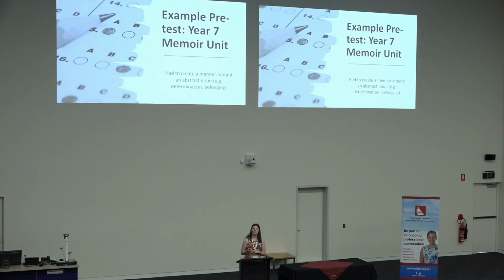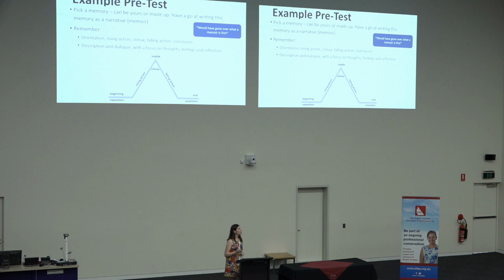So I've decided to show you an example of a pre-test that I did. So this was the Year 7 memoir unit. The reason why I've chosen this one is that it occurred in term 3, so after I've already taught my narrative unit, and I also know a lot about my students, and I've got a lot of things that I was looking for in this pre-test, so also as a way of tracking their progress. So my pre-test looked something very similar to this.